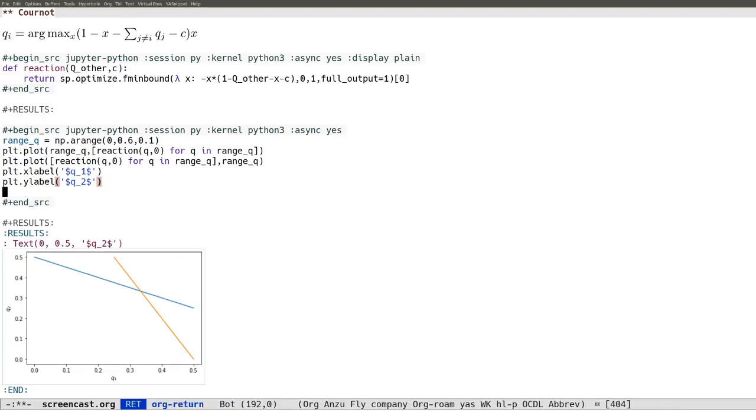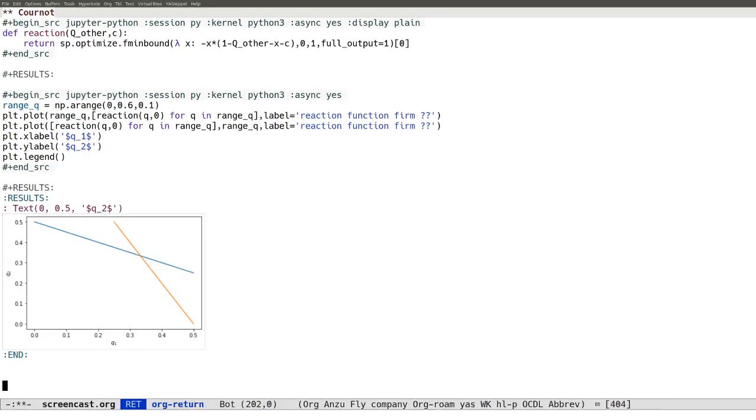And I leave it to you to also create the legend. You can specify here label is reaction function firm, and I leave it to you to figure out which reaction function this actually is. And similarly for the other one. If this is 1, then the other one is 2, or perhaps this is 2 and this is 1. I'll leave that to you to figure out, and then you can have the legend in the graph as well.